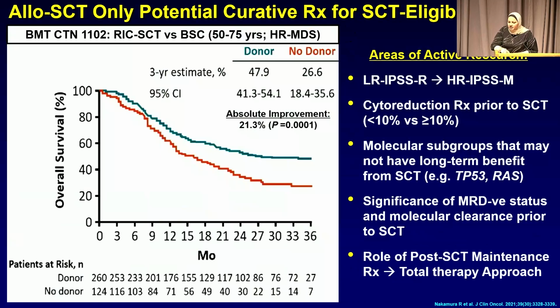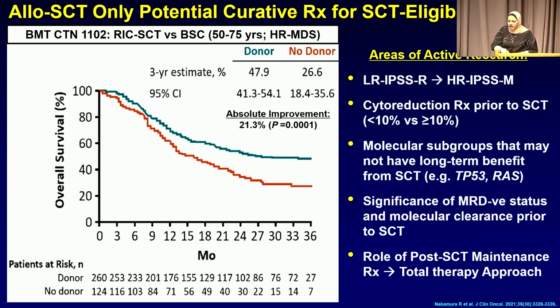Allogeneic stem cell transplantation remains the only potential curative treatment option for fit patients. In a biologic assignment trial comparing reduced intensity transplant in patients ages 50 to 75, the 3-year overall survival rate was significantly higher in the donor versus no donor arm, 48% versus 27%, supporting the role of transplant.